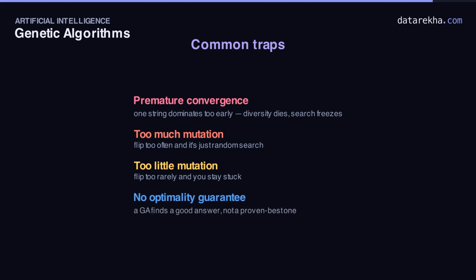Trap 3. Never claim the answer is optimal. A genetic algorithm returns a good solution, not a proven best one. If you need a guarantee, this is the wrong tool. And trap 4. The encoding is everything. If your bit string is designed so that splicing two good parents tends to make broken children, no amount of evolving will save you. Choose a representation where good parts combine into good wholes.